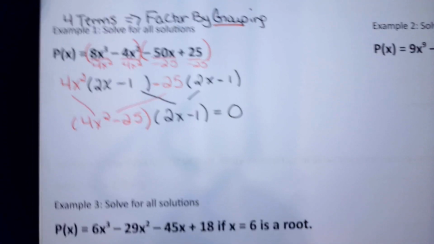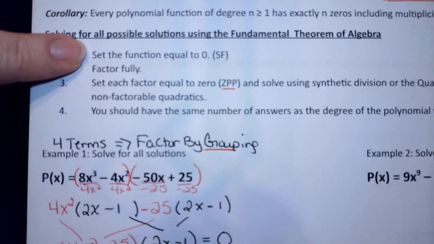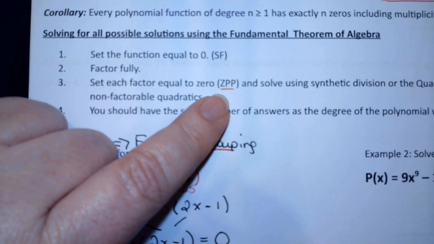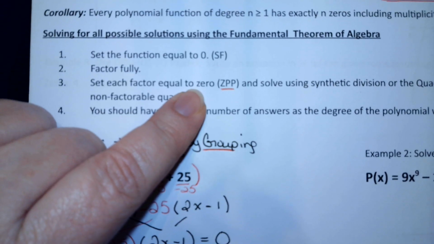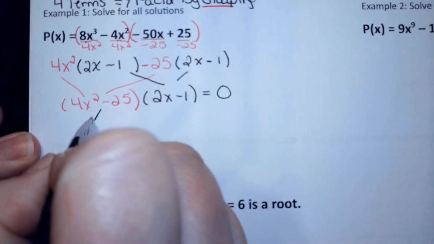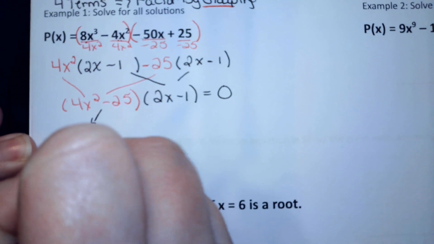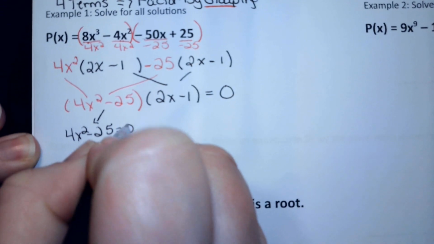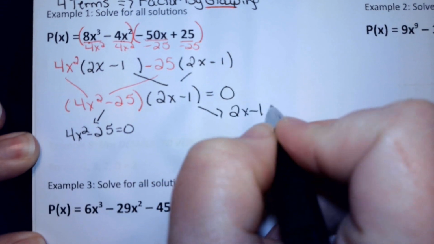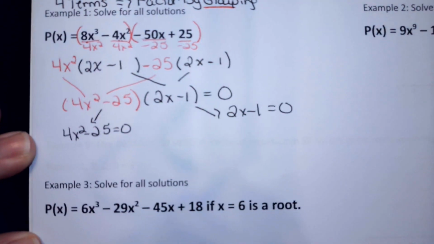So in order to solve, it's already set equal to 0, we have factored everything, so now we're going to use the zero product property. And what that does is take each factor and set it equal to 0. So I'm going to come right here, and I'm going to say 4x squared minus 25 equals 0. And then I'm going to take this one and say 2x minus 1 equals 0. And we're going to solve those.